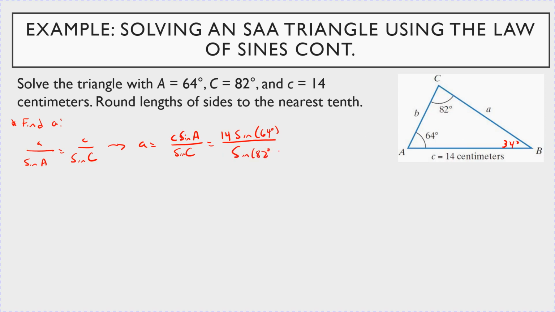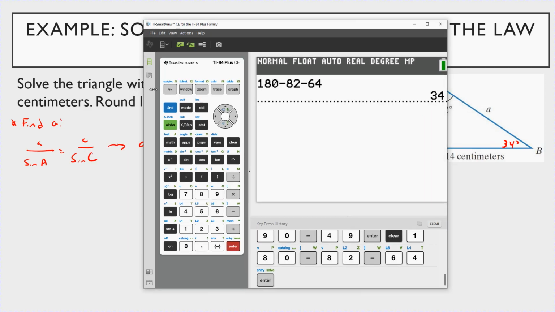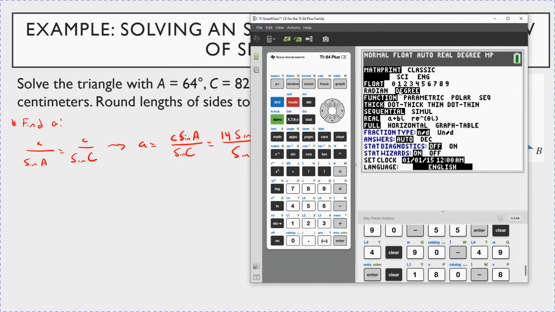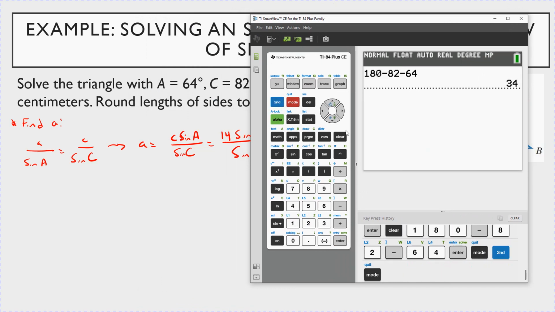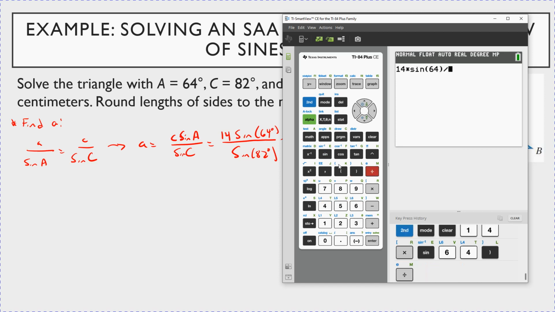And when you go to grab, you're going to need your calculator at this point, all right? Make sure your calculator, when you go to do this, is in degrees, okay? Because if you put in radians, you're going to get it wrong. So make sure you're in degrees. So it's 14 times sine of 64 divided by sine of 82. And look, we're going to the nearest tenth. So what we're saying here is it's roughly 12.7.